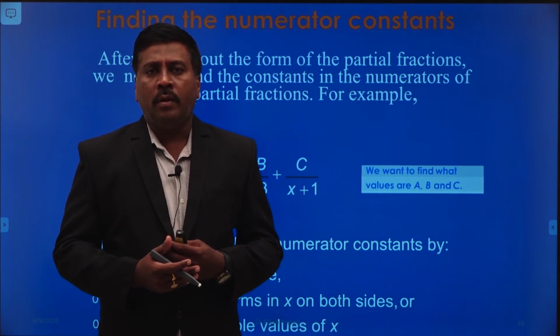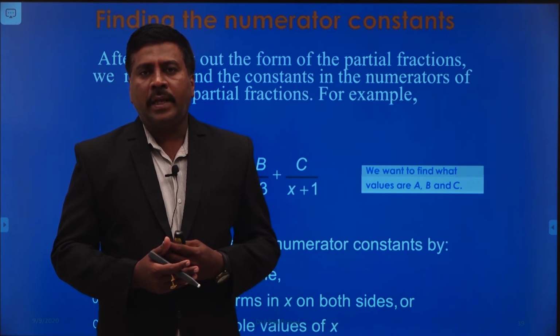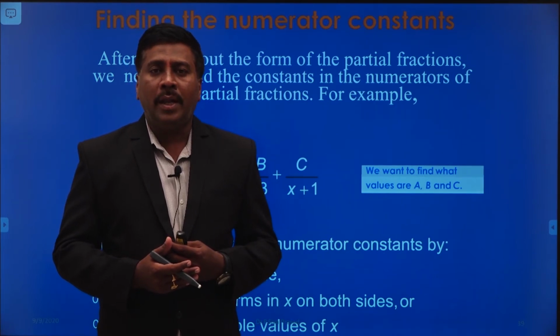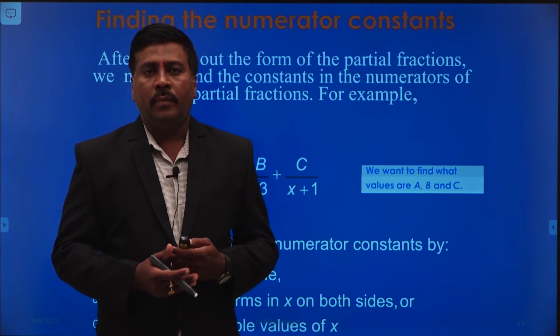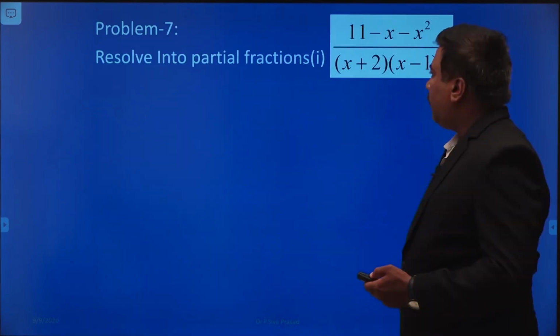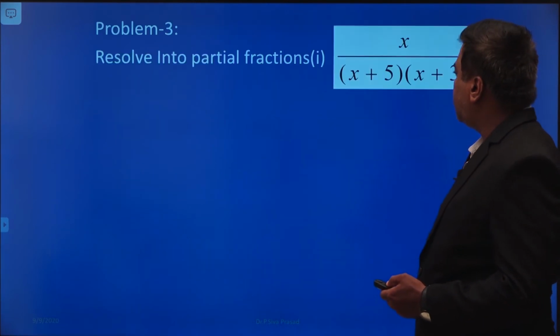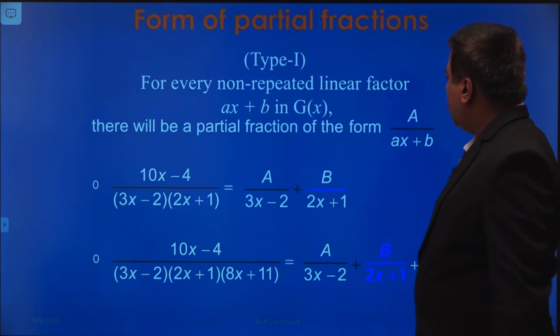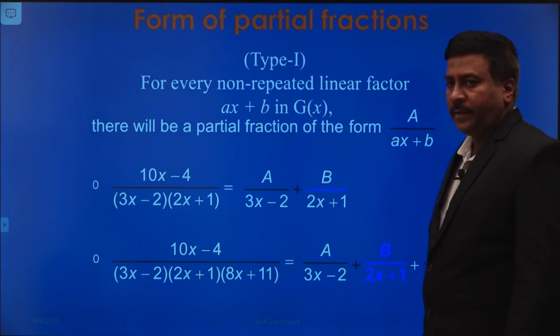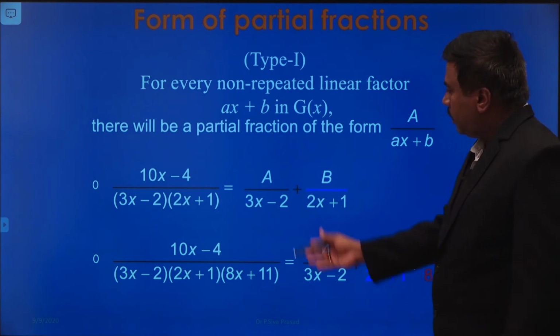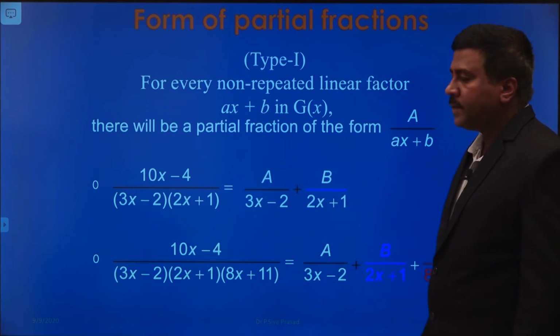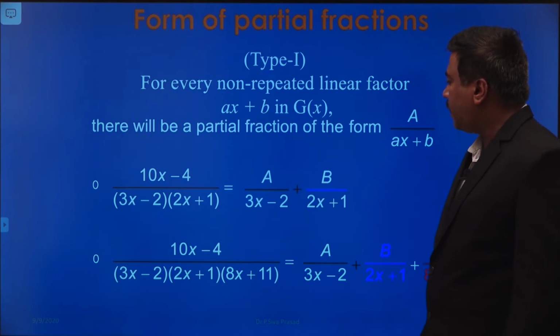In type 1, in g of x that is having non-repeated linear factors, then the partial fractions are to be considered like this. This is A by x plus b. The best example is this one, 10x minus 4 by 3x minus 2 into 2x plus 1 is equal to A by 3x minus 2 plus B by 2x plus 1.